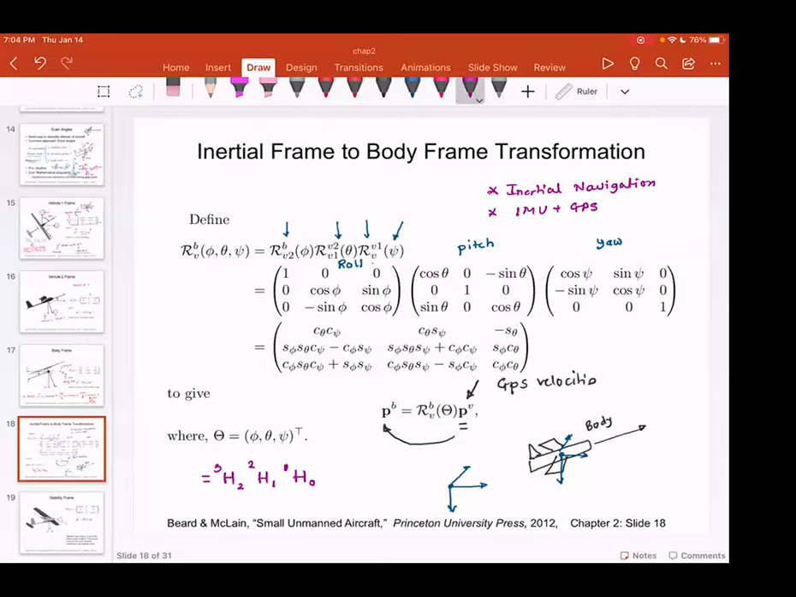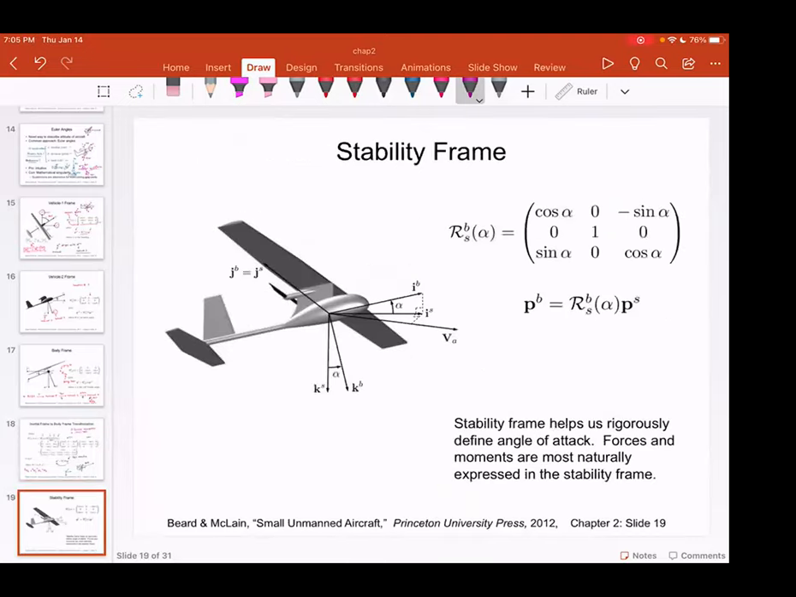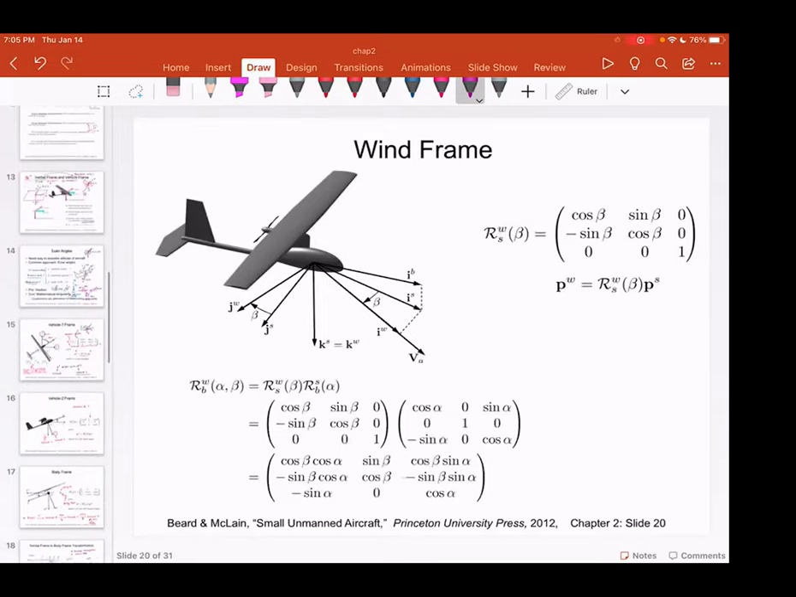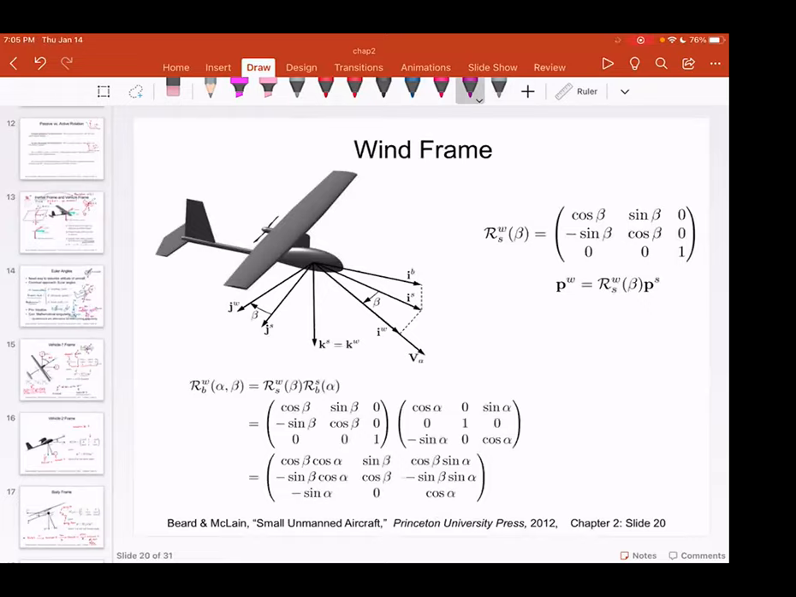With this, the next two frames are important, that we are going to use: the stability frame and the wind frame. And before I discuss the stability frame and wind frame, I would encourage you to spend some time with the material in the textbook to make yourself comfortable with the roll, pitch, yaw orientation change.